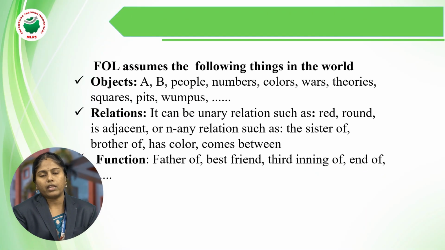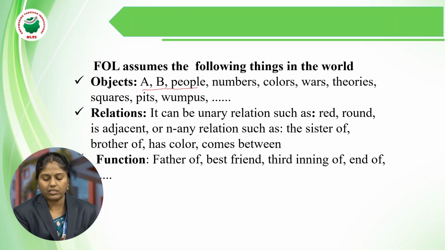Next, FOL assumes the following three things: first objects, next relations, and next functions. These are the three things that we follow in first order logic. Objects, as I discussed previously, are A, B, people. These are nothing but the objects.